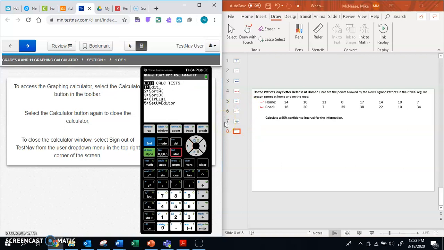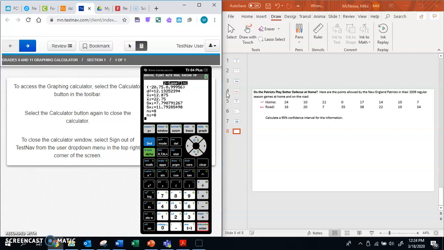I've already gone ahead and inserted both of these lists of data in my lists. I've got home in list 1, road in list 2. So if I go back to that function, input is data because we got two lists of data. It's going to ask what my list names are. I've got mine in list 1 and list 2. Frequencies, we just leave alone at 1. Confidence level, we just leave at 0.95. And then pooled, just leave that at no. And then we hit calculate.